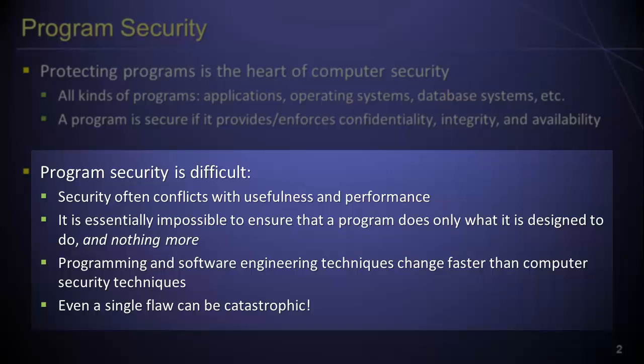Second, and this is a critically important point to understand, it is essentially impossible to ensure that a software program does only what it is designed to do and nothing more. Although it is relatively straightforward to determine whether a program can perform all of the tasks it was designed to perform, guaranteeing that the program will perform only those tasks and that it cannot perform any other tasks is virtually impossible.